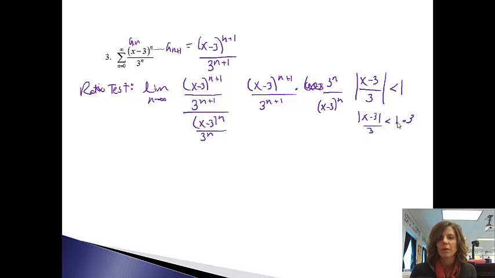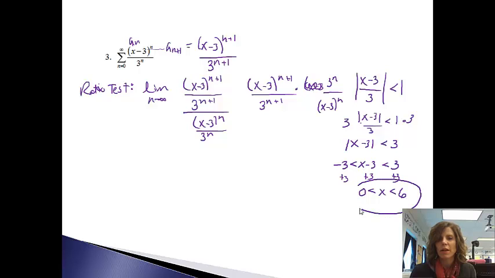And then I'm going to multiply both sides by 3. So I'll get the absolute value of x minus 3 is less than 3. And then from here, I know I can write this as negative 3 is less than x minus 3, which is less than 3. So I'll add 3 to all three sides, and we'll get 0 is less than x, which is less than 6. So that's my interval of convergence.